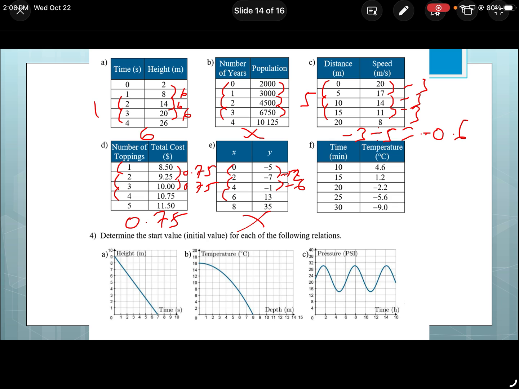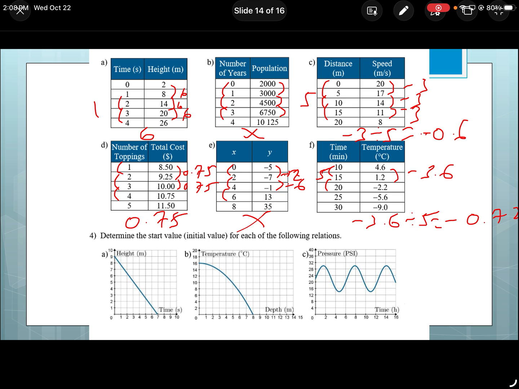What about this one? Goes up in 5s, goes down in 3.6. So then it's -3.6 divided by 5, which is -0.18, is it? 0.72. Cool. What about these ones?